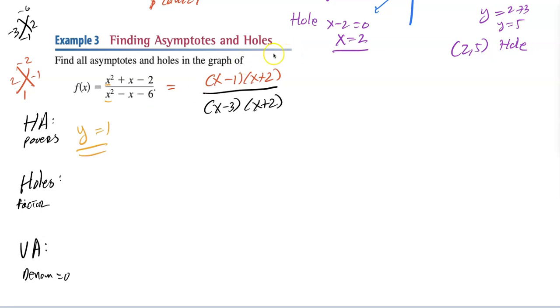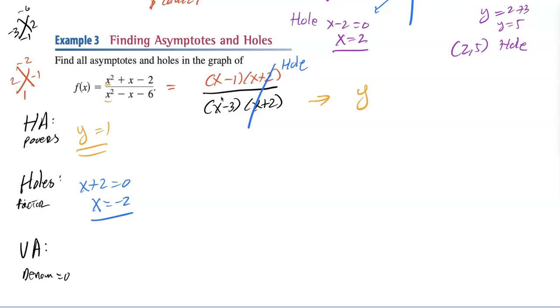Now notice the x plus 2 will cancel out here. So there's our hole. So hole at x plus 2 equals 0. So x equals negative 2 is where our hole is at. Now if we want to find the y value, we've got to work with the remaining function. I'm going to do that anyway.